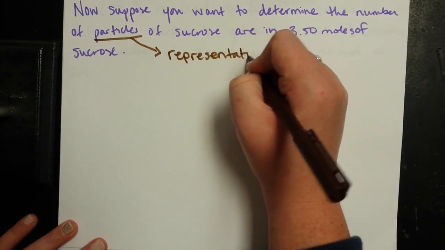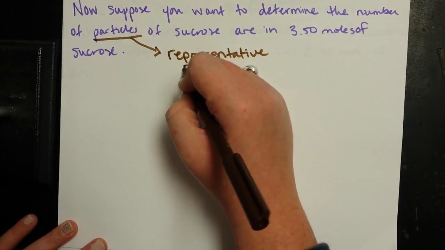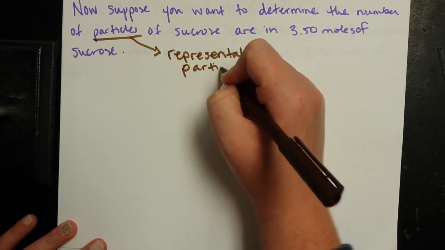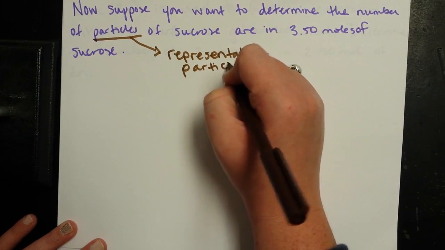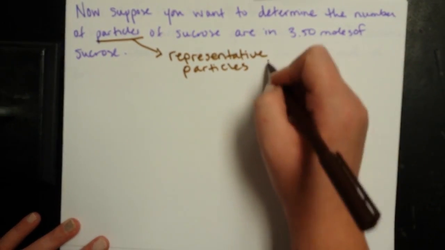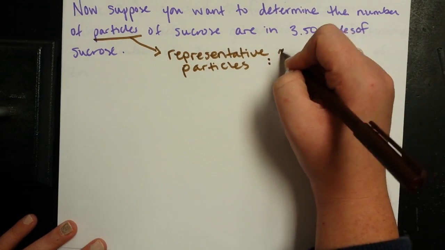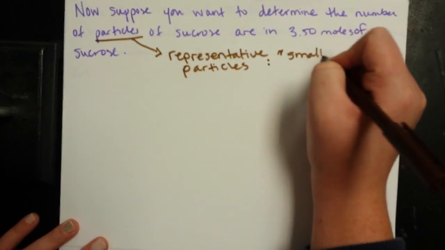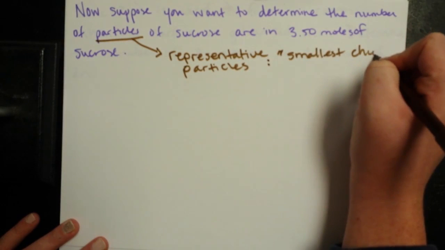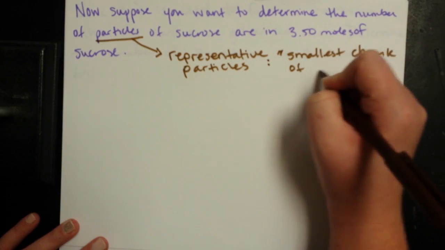And representative particles, we've talked about in class already, back in Unit 3. Those are the smallest chunk, the way I like to think about it, the smallest chunk of a substance.